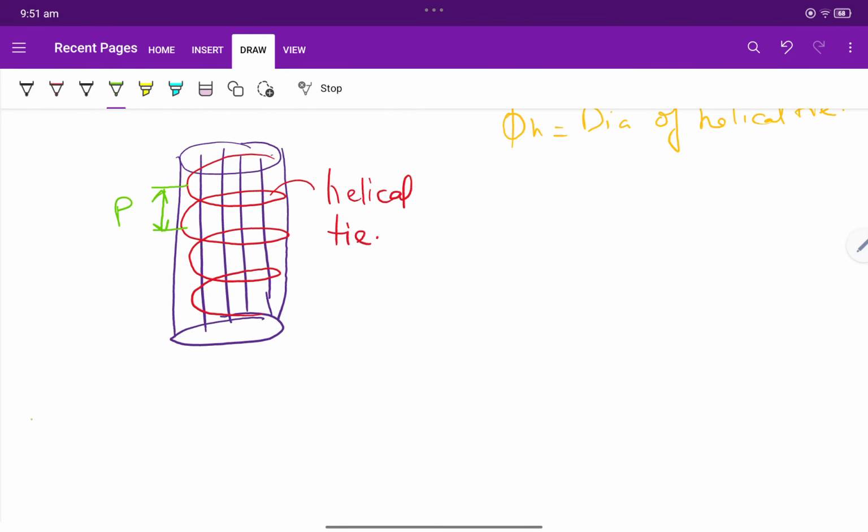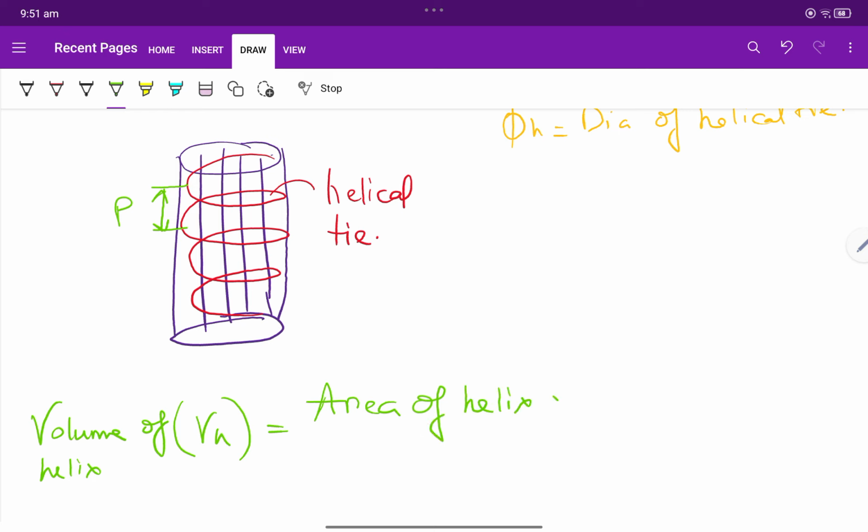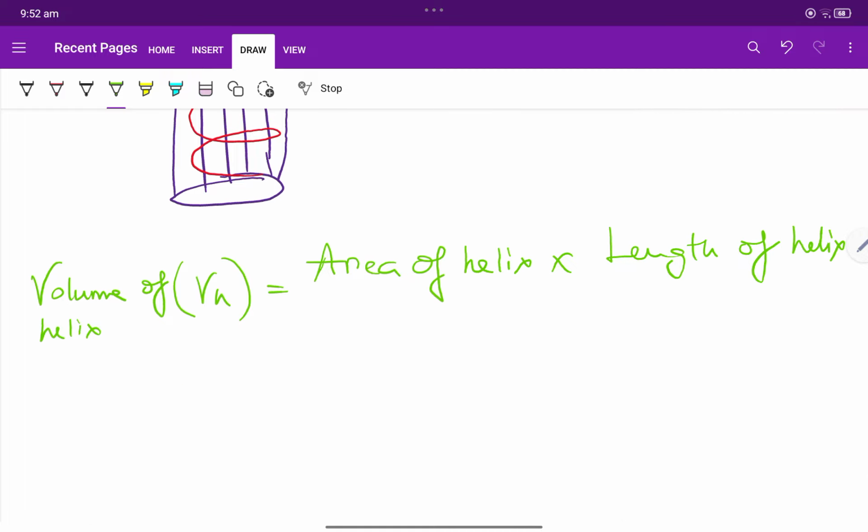So the volume of the helix, represented by VH, is equal to the area of the helix into the length of the helix. Now the area of the helix will be simple: pi by 4 into the diameter square of the helix. So this is the area.